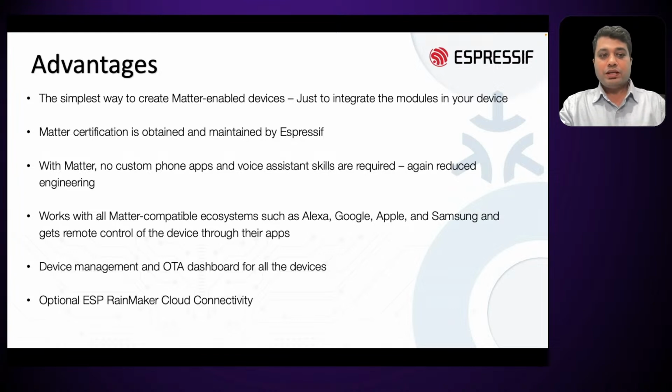Then optionally, they also come with ESP RainMaker cloud connectivity. In case you want devices to have a separate cloud connectivity, ESP Zerocode modules can have optional ESP RainMaker cloud connectivity and your own phone applications, which are also Matter compatible. That way you can have your own complete Matter enabled products, as well as phone applications which can control these devices both locally as well as remotely.